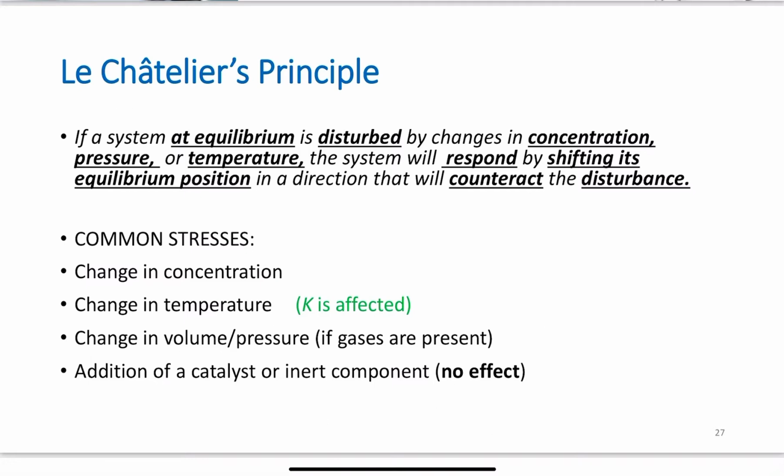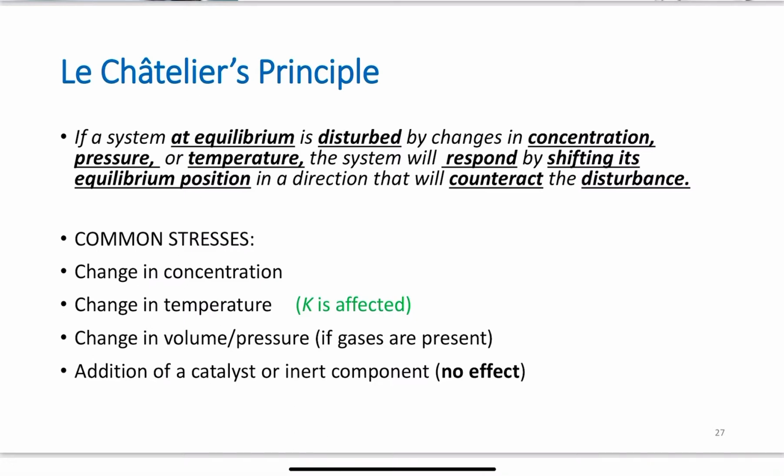Common stresses include change in concentration, change in temperature, change in volume or pressure, and the addition of a catalyst or inert compound. So, change in concentration. If I change the concentration of a reactant or product present, it will shift your equilibrium. If I change the temperature, we actually affect K this way. If I change the volume or pressure, if gases are present, depending on which gases I'm using and which gases I add to the system, it can change my equilibrium. There are situations where it will not have an effect.